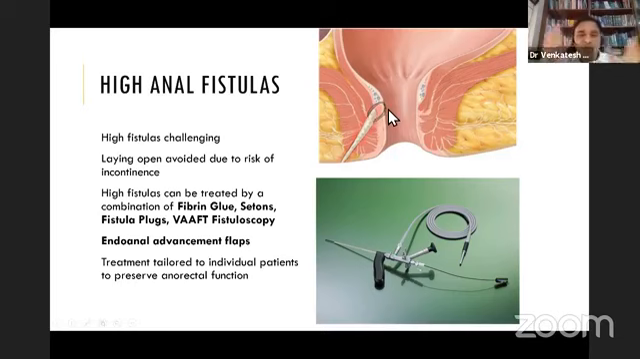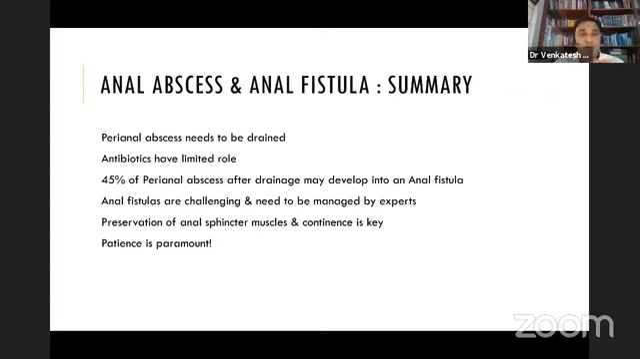So these are the different things which you can do for complex fistulas. If it's complex, with a lot of infection, it's drained first, and then you try one of these techniques to get rid of the problem. The main reason we're doing this is to preserve the function of the muscles so that we don't damage them. That's why the fistulas are complex or challenging. I hope that gave you a summary of what this problem is.